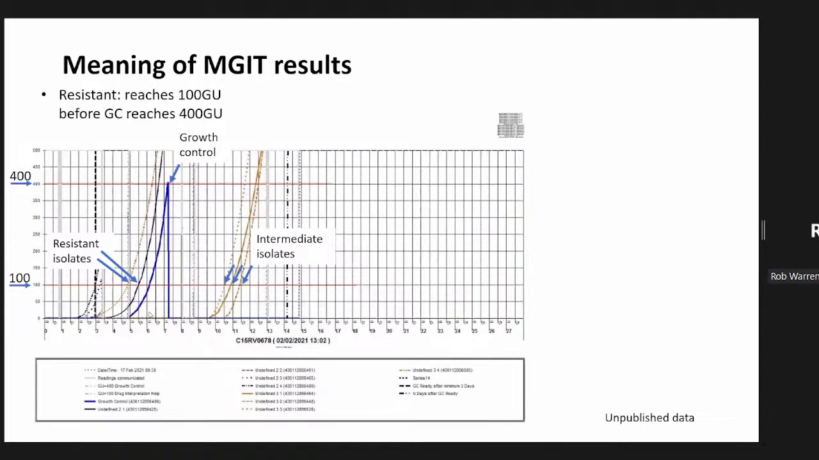If it does not grow after the control, it's considered as susceptible. If it grows after the control, but before the cutoff of the assay, it's called intermediate. Now, classically, as I mentioned, this is called susceptible because it's growing after the control. So we now feel that this actually has meaning. It's not just susceptible.